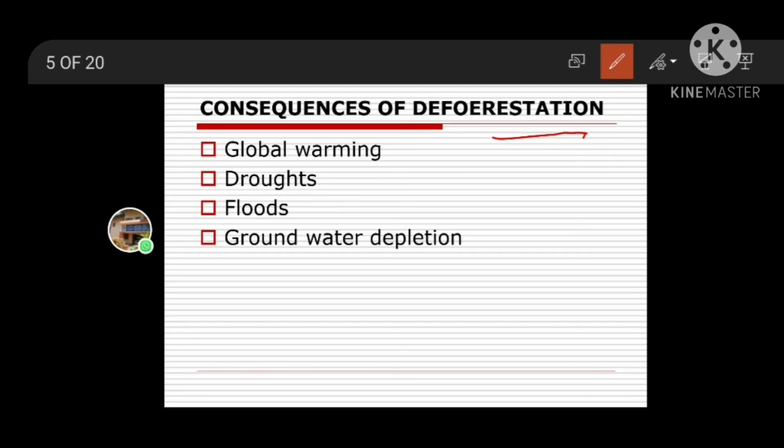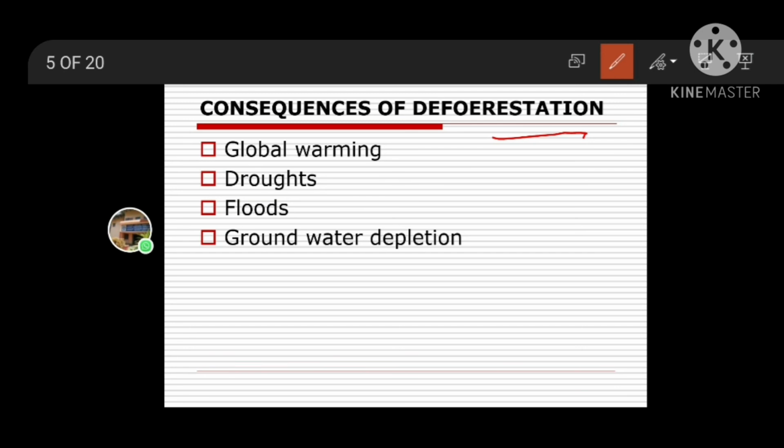And deforestation also leads to the depletion of groundwater, because water will not be absorbed or percolated into the soil, but it will be flown away along with the top layer. So groundwater also will not be recharged. In that way we can say groundwater level in the ground also will reduce. So these are the major consequences of deforestation. So deforestation should be totally avoided.